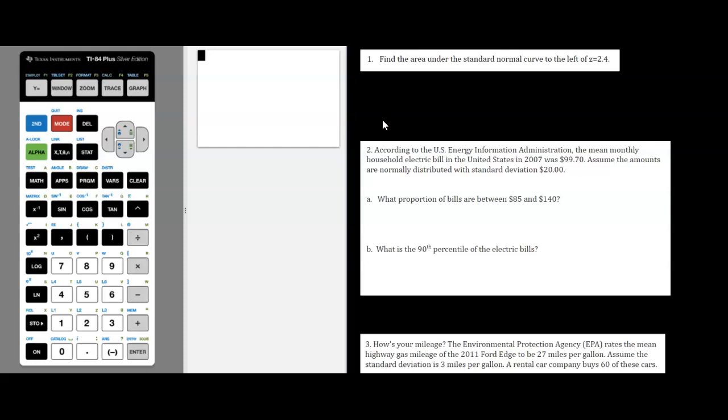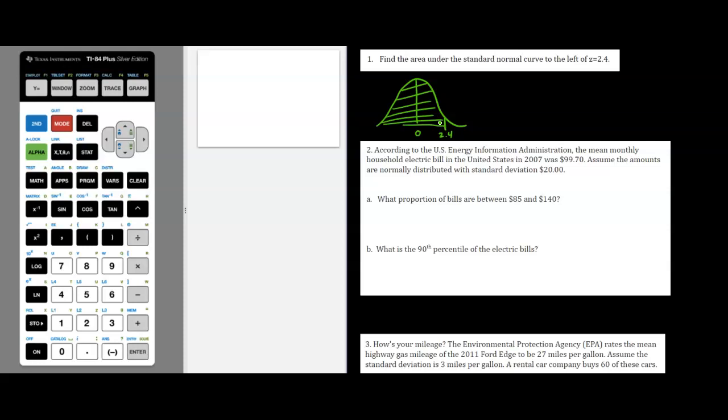So I would start this by drawing a normal curve, a standard normal curve, and labeling the mean 0 because the standard normal curve has a mean of 0. And z equals 2.4 would be on the right side. And so if I'm looking for the area to the left of z equals 2.4, that's all of this area in here.